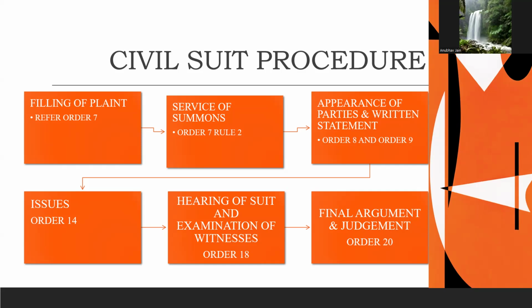After that, hearing of the suit and examination of witnesses occur, which basically means that plaintiffs are asked to give their evidence and claim. Later the defendant is also asked to give his statement and evidence, and based on the documents on record, the final arguments are made and then judgment is delivered. So this is the process behind the civil court procedure.